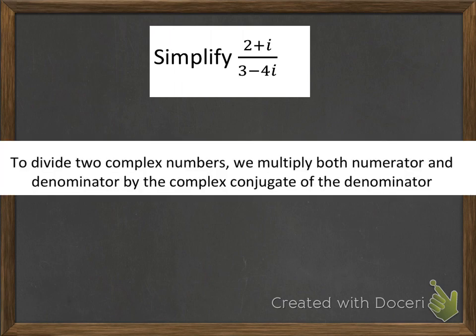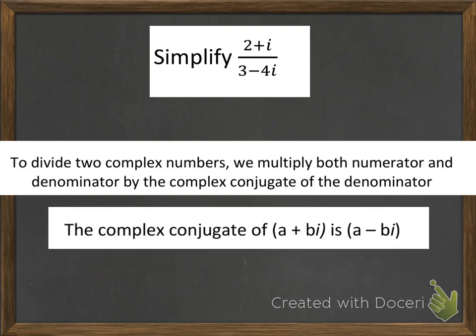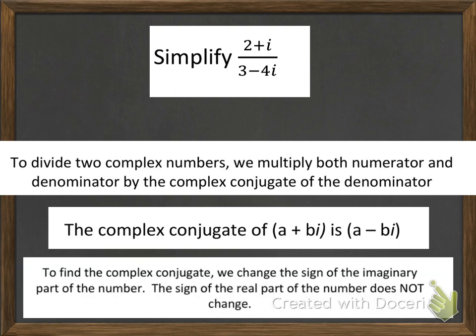Well, in order to divide two complex numbers, we can't directly do that. Instead, we have to multiply both the numerator and the denominator by what is called the complex conjugate of the denominator. The complex conjugate of any complex number a plus bi is a minus bi. To find the complex conjugate, we change the sign of the imaginary part of the number. The sign of the real part does not change.